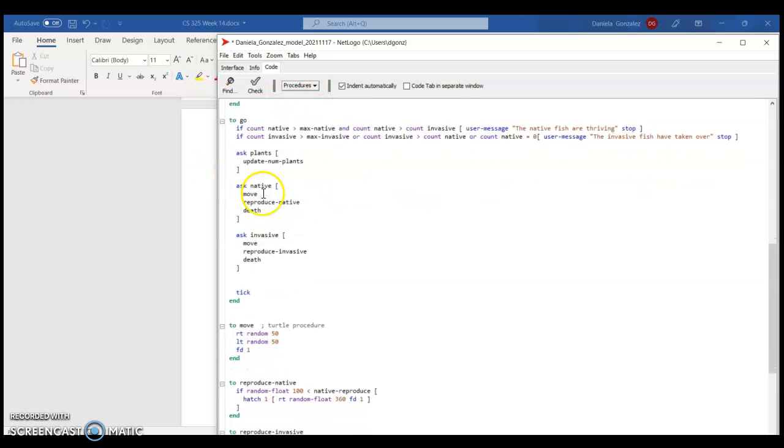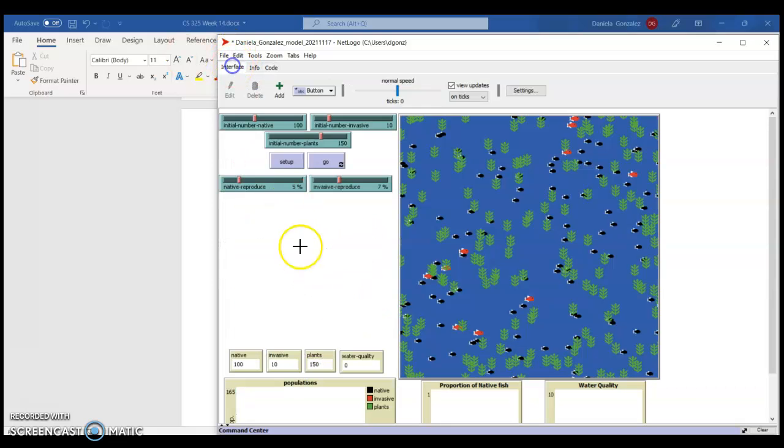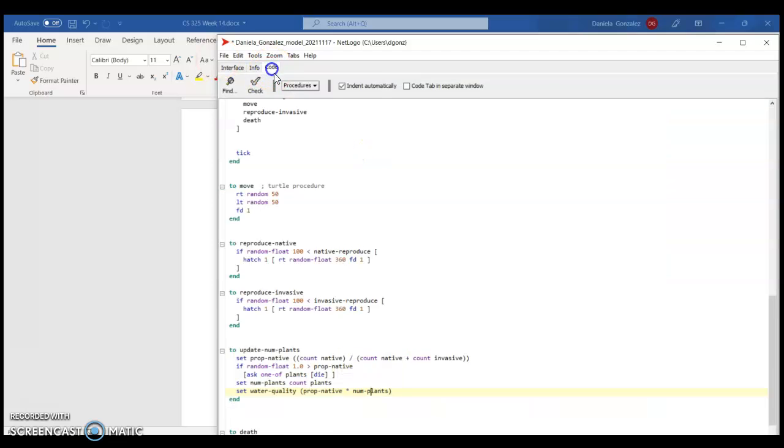We're going to ask the plants, like I said, to update the number of plants, and also to update the number of quality. And then we're going to ask native fish and invasive fish both to move, reproduce, and to die, and then to tick. So to move, they're just moving either randomly to the right, randomly to the left, and forward one. To reproduce, they're just making sure that they're following this native reproduce and invasive reproduce that we have set in the interface tab over here.